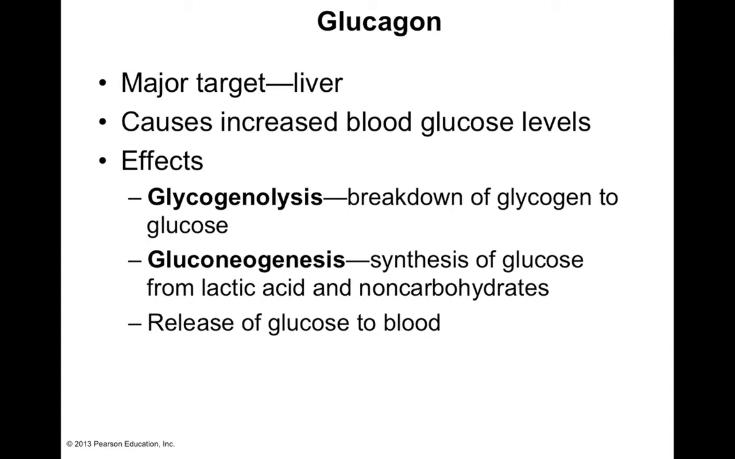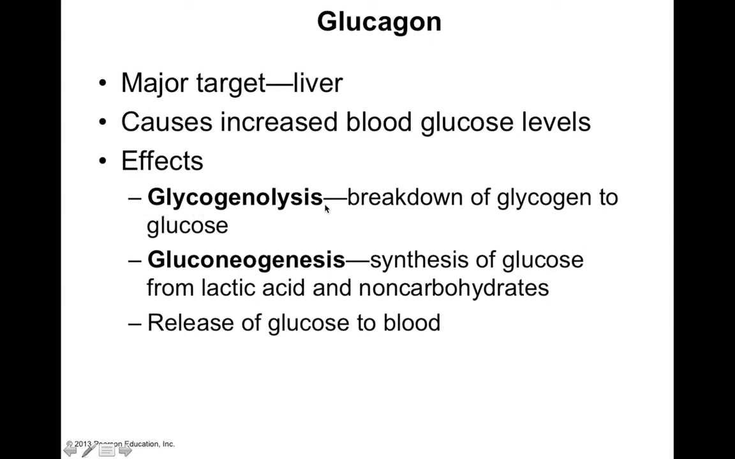So the first hormone we'll talk about here is glucagon. Now remember, glucagon is going to be released by alpha cells of the pancreas, and the major target of glucagon is on the liver. Ultimately, the effect of glucagon is that it causes an increase in blood glucose levels. And it does this through two different mechanisms. Glucagon can stimulate a process known as glycogenolysis, as well as another process called gluconeogenesis.